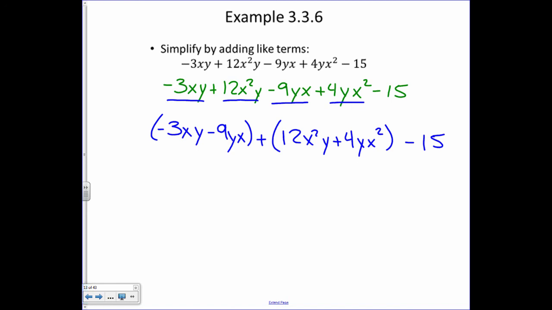And now we just add the coefficients and keep the variables the same. Negative 3 minus 9, that's negative 12xy, or yx. 12x squared y plus 4yx squared, well, 12 plus 4 is 16, and then minus 15. So remember that in order for them to be like terms, they have to have the same variables raised to the same exponents.